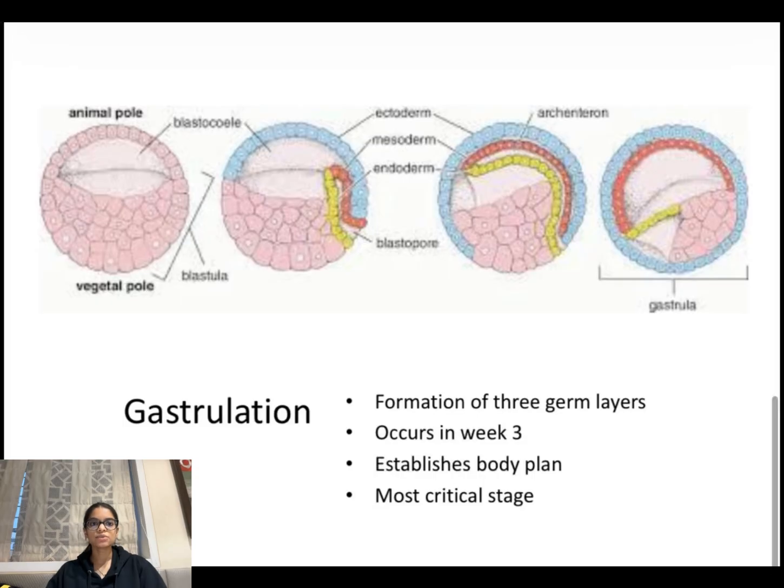Gastrulation. It is one of the most important stages of embryonic development. Gastrulation is the process by which the bilaminar germ disc is converted into a trilaminar germ disc. During this stage, 3 primary germ layers are formed. Gastrulation establishes the basic body plan and body axis. Any defect during gastrulation can lead to several developmental abnormalities.